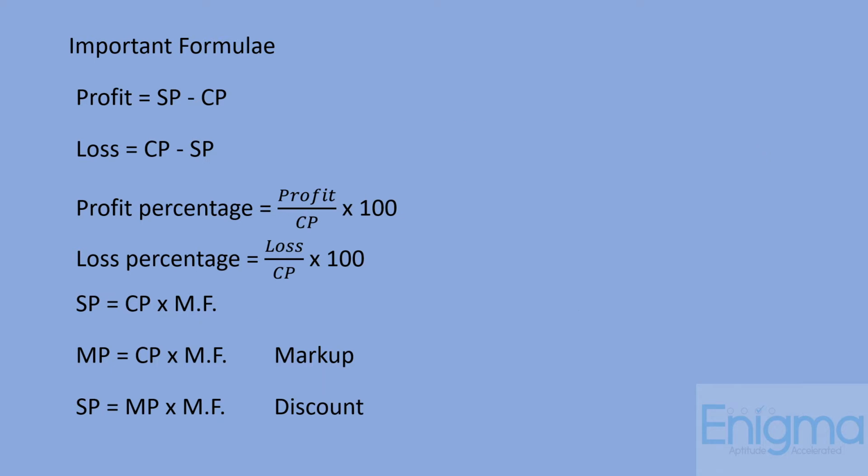Now, these are the important formulae. In these two formulae, profit percentage and loss percentage, remember the denominator is always cost price. दोनों केसेस में कॉस्ट प्राइस ही डिनोमिनेटर है. So don't have pity on selling price and just put selling price somewhere. In both the formulae, we have cost price in the denominator.